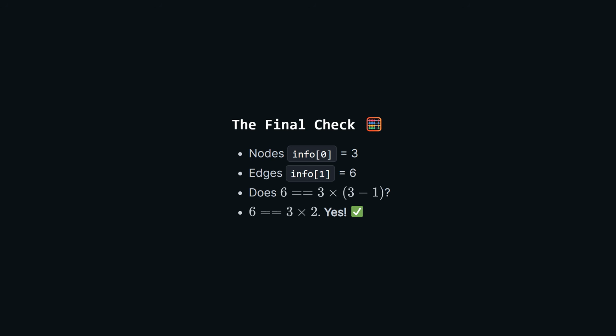Now the search finishes and we check the formula. Our node count is 3, and edge count is 6. Does 6 equal 3 multiplied by 2? Yes, it does. So the algorithm correctly identifies this island as a complete component.